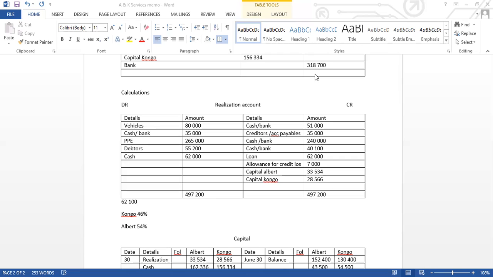And then from there, you will have the liquidation amount. The amount that you received after selling off your vehicles will be recorded on the opposite side. Because your carrying amount is on the debit side of your realization account, the liquidation amount will therefore be on the credit side. That's why we have cash or bank of 51,000 on the credit side. The same applies to your liabilities. You close them off by crediting your realization account. For example, your creditors 35,000. And then the total payment that you make to your creditors will be recorded on the opposite side, which is your debit side, cash or bank 35,000.